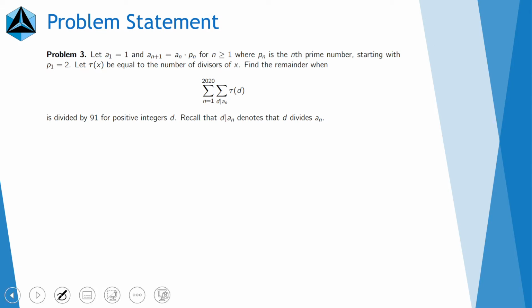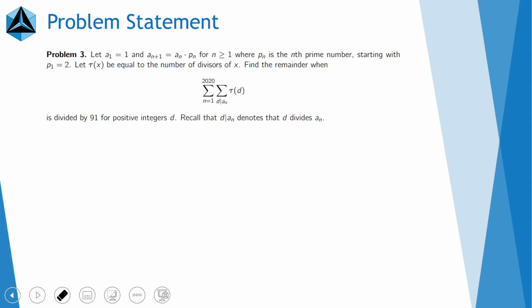Let a of 1 equal 1 and a of n plus 1 equal a of n times p of n for n greater than or equal to 1, where p of n is the nth prime number, starting with p of 1 equal to 2. Let tau of x be equal to the number of divisors of x, and find the remainder of this summation when it is divided by 91 for positive integers d. Recall that d | a of n denotes that d divides a of n.